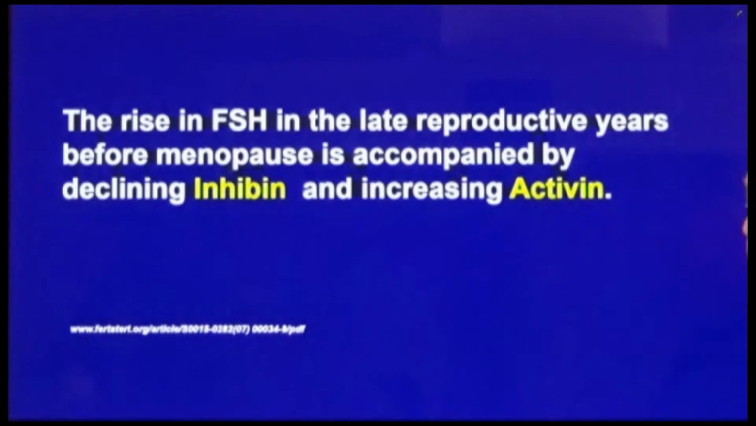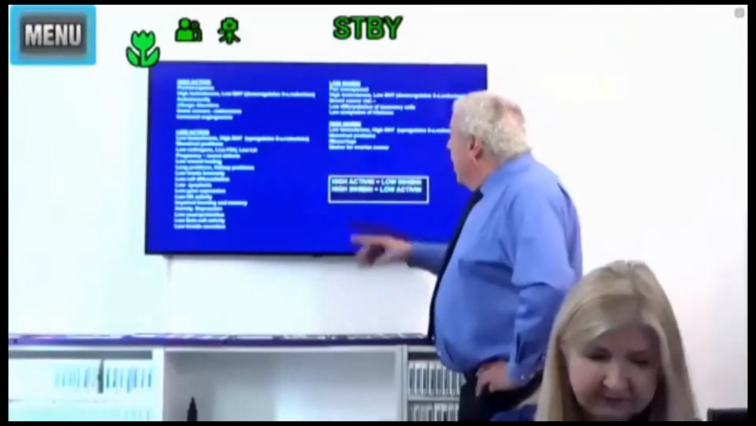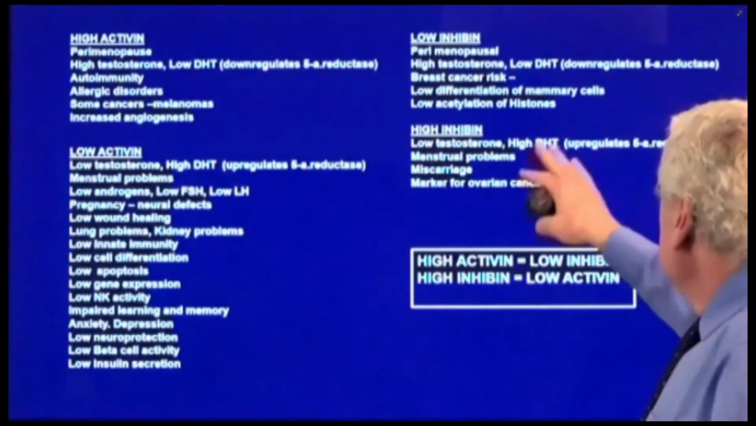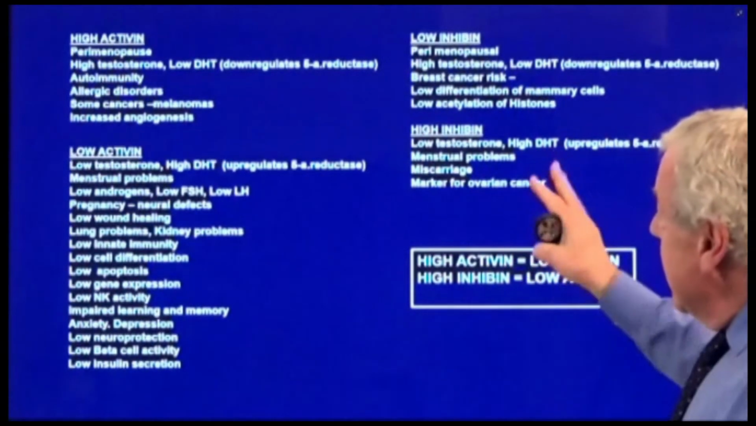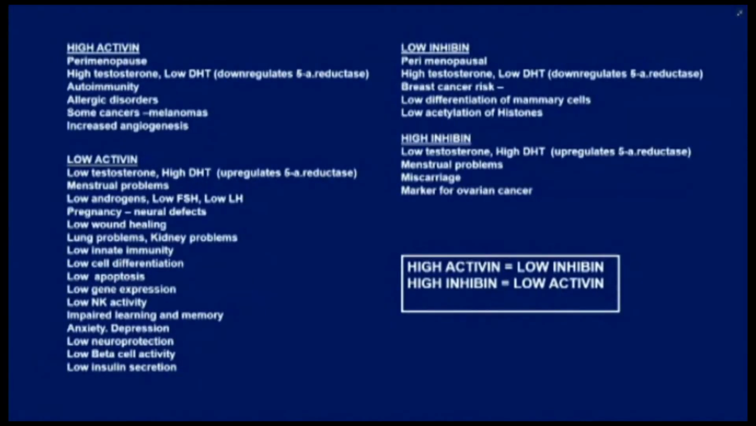an increase in activin. And here we have a summary of the biological functions of high activin and low activin, low inhibin and high inhibin. And you'll see the principal parts here is high activin. We have high testosterone and low dihydrotestosterone because it downregulates the 5-alpha reductase enzyme. Whereas low inhibin, we have high testosterone, low DHT, because again it downregulates the 5-alpha reductase. But high inhibin does the opposite.